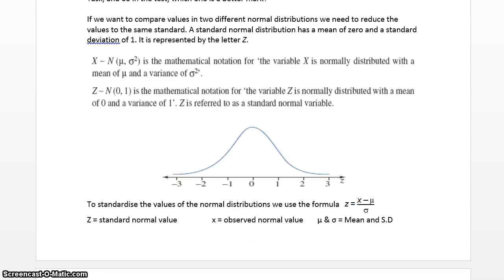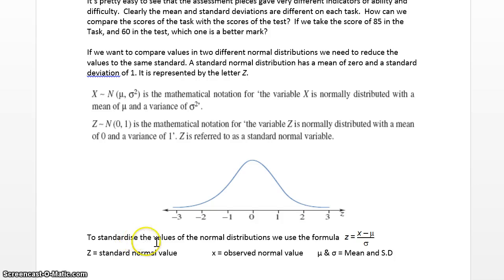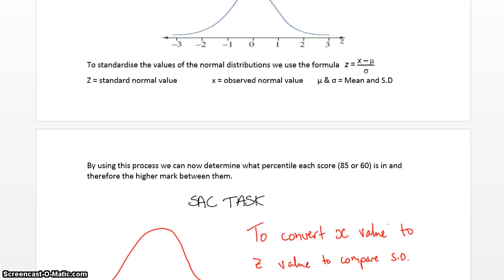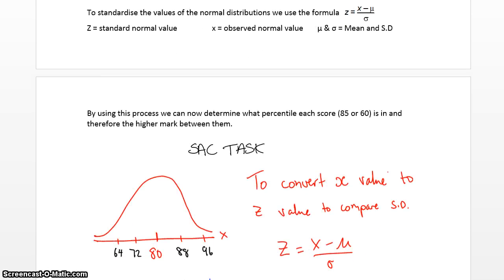And if we want to compare a Z score with an X score, or an X score with a Z score, we can actually use this formula here to convert our observed value, our X value, into a Z score. I'll show you what I mean in the next little section. So we can use this process to determine what percentile each score, 85 and 60, is in, and therefore which one is the higher task.